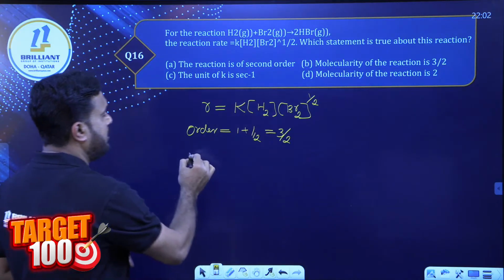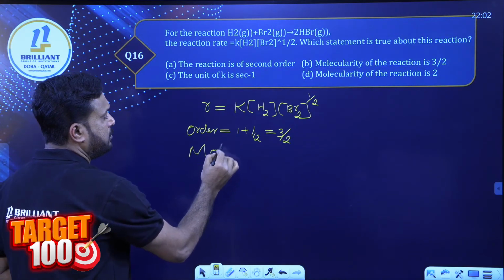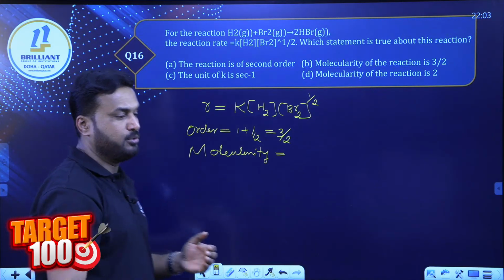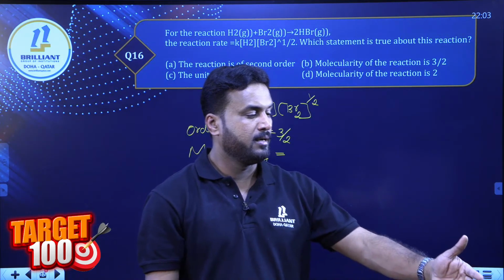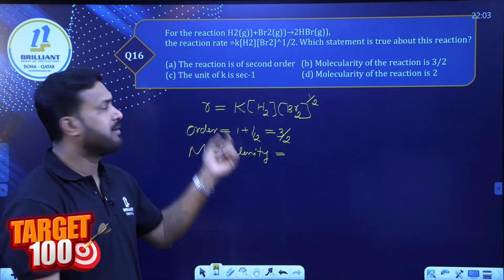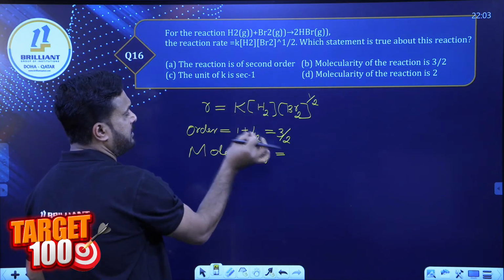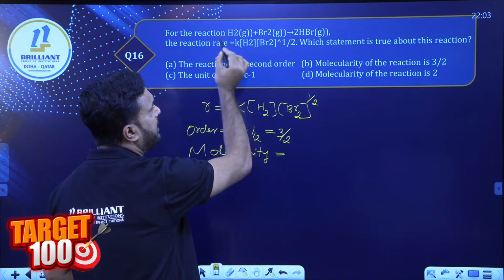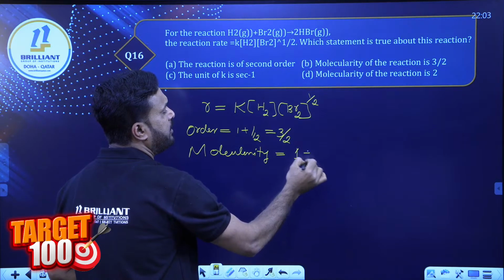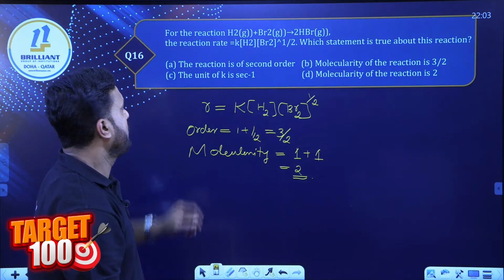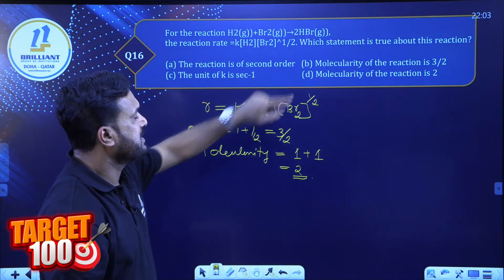So what is the molecularity? Order is equal to 3 by 2. Molecularity is a direct value, you know that one. Molecularity is a theoretical value. We will be taking the sum of the coefficients. So here the sum of the coefficients, according to the equation, H2 is 1, so 1 plus 1 is equal to 2. So molecularity is 2. The reaction is of second order: wrong.